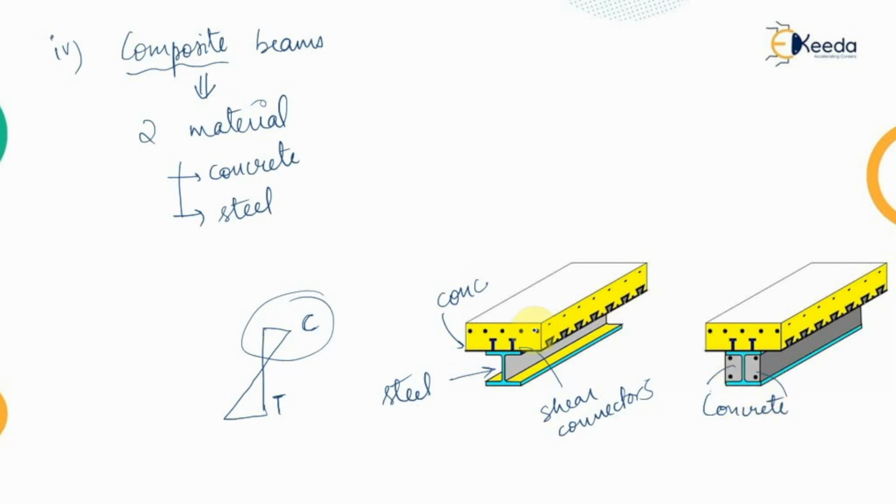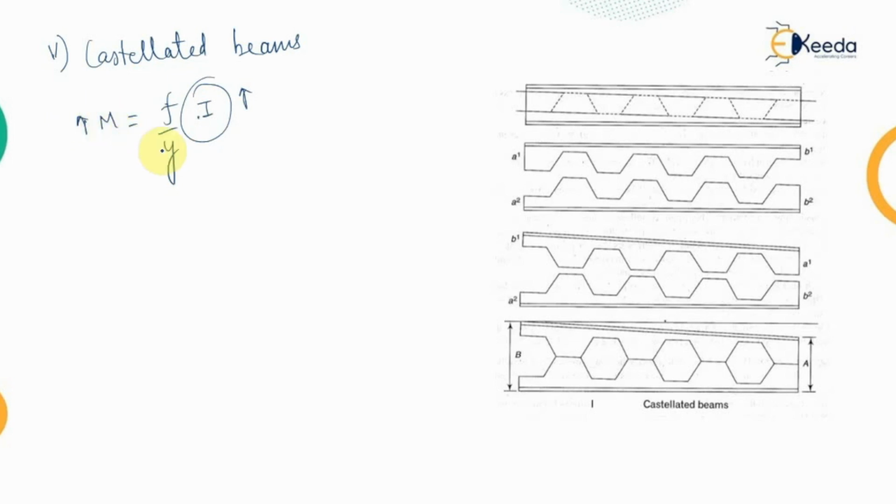So this composite beam is also used to strengthen the compression flange of the I section. Now the next type of beam is known as the castellated beam. What happens in this castellated beam? We have studied from the equation of pure bending that M equals F upon Y into I. So if we increase this moment of inertia, we will be increasing the moment carrying capacity.